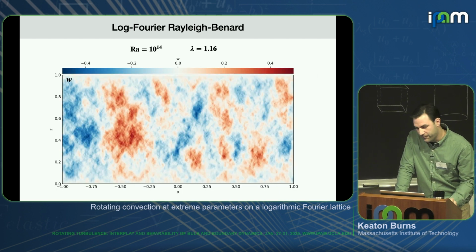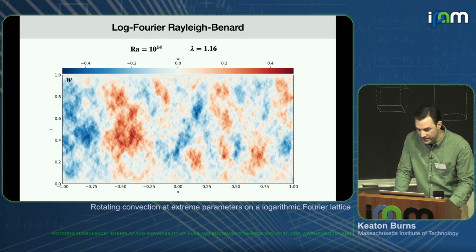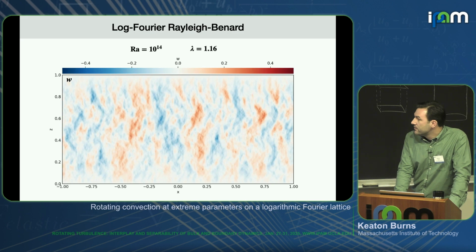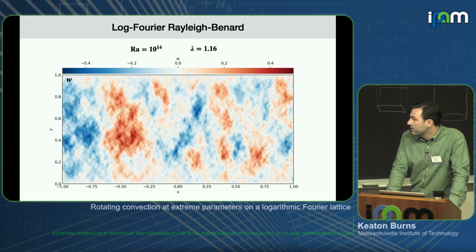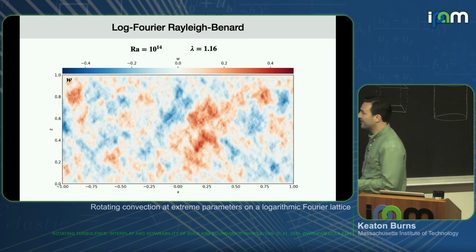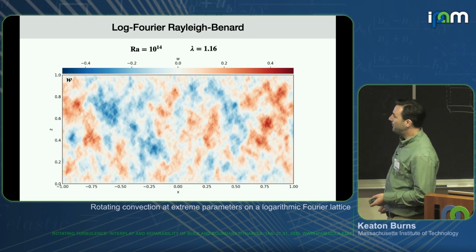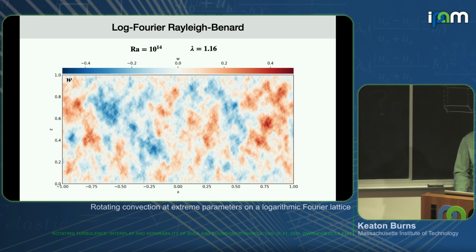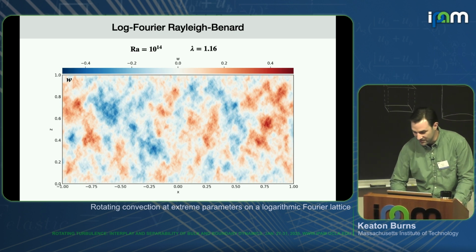Just for fun, here's a video of Rayleigh 10 to the 14. This is the vertical velocity, again lambda 1.16, in the turbulent regime. It looks weird, right? It doesn't look like a normal fluid flow. But something's happening, and it's well resolved if you look at the spectrum.